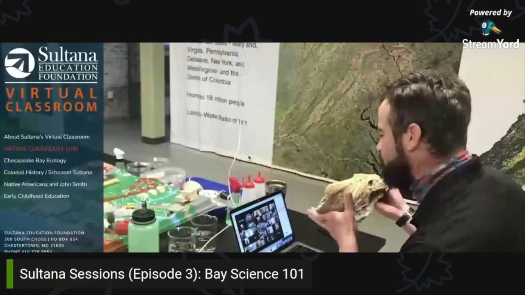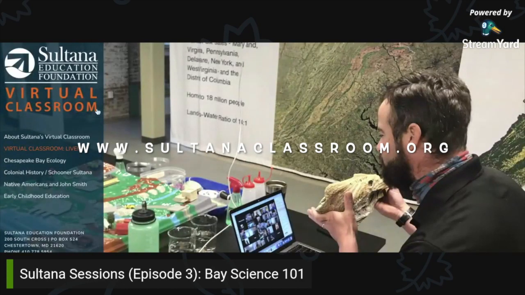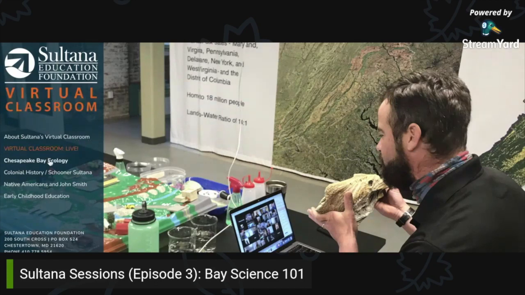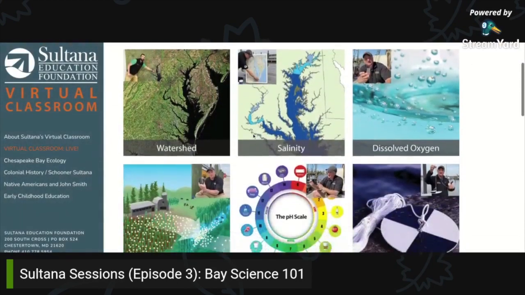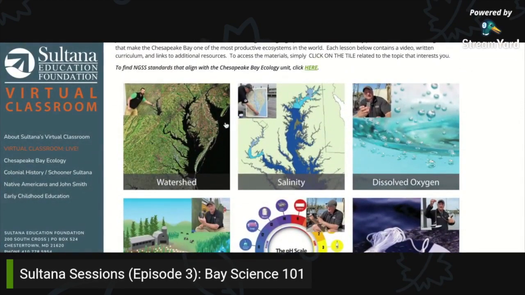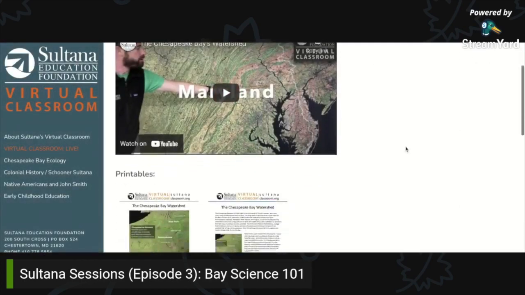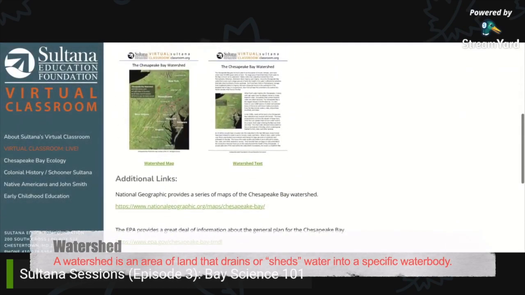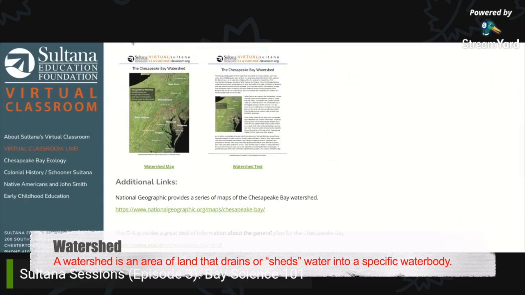Okay, so I'm going to pull up that page for you right now and show you what I'm talking about. Again, hopefully it's an easy name to remember, sultanaclassroom.org. You can also get to it on our main website. If you go in and check out Chesapeake Bay ecology, you'll find all sorts of topics. The first one to start with is the first one on our list, watershed. Watershed is a word you're going to hear all the time, and it's a big word, and it might seem a little complicated, but it's really not that hard to figure out.